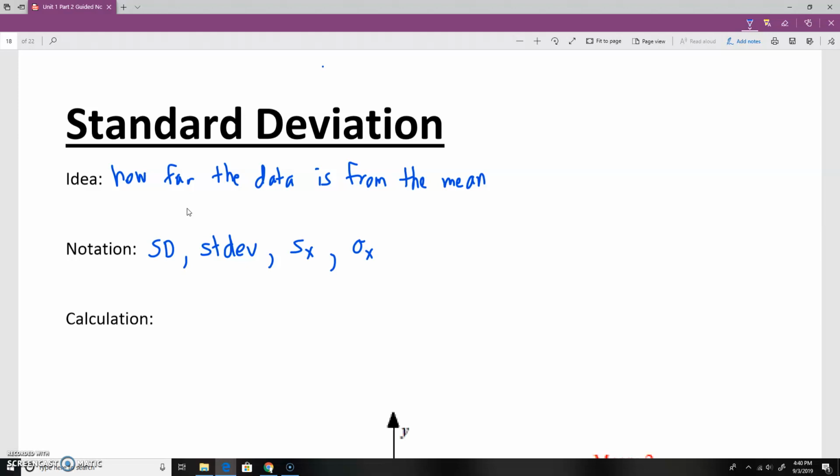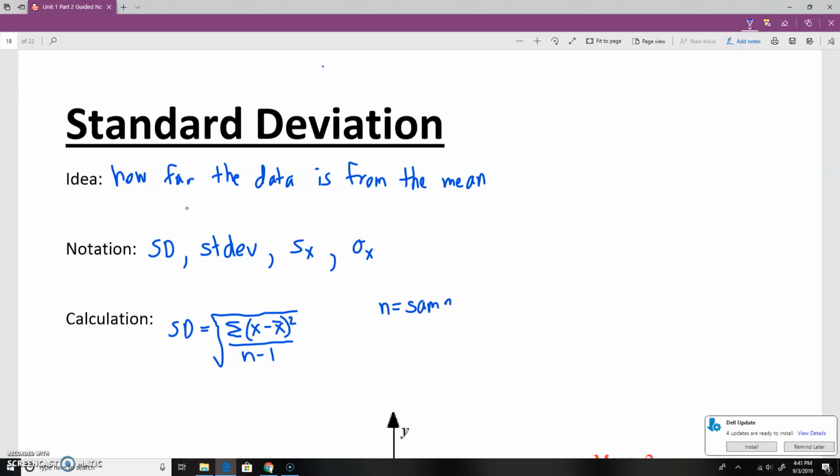Now the calculation, the formula for this to get standard deviation is, it's the square root of the sum of each value minus the mean value squared divided by the number of values we have minus 1. Again, n in this case is the sample size. How many samples do we have? How many data points do we have? X bar is our mean. And X would be each data point.